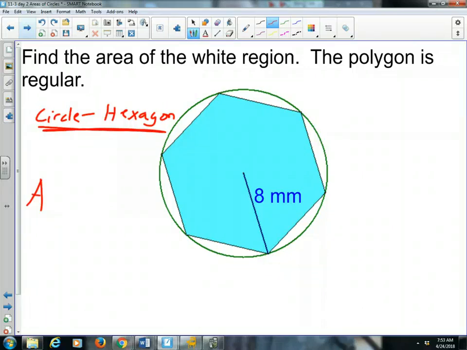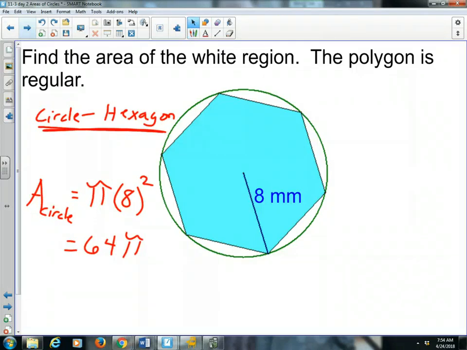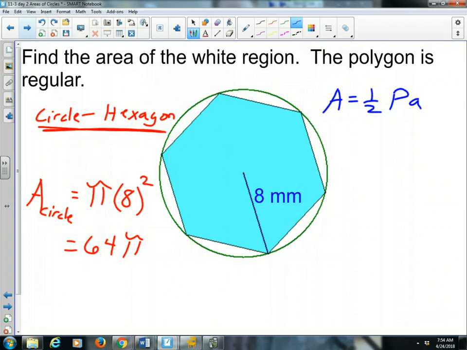Okay, so now that we know what we're supposed to do, let's find the area of our circle. The area of the circle is pi r squared. Well, that was easy enough, right, everybody? The area is pi times 64, or 64 pi. There's the area of my circle. I wish I could tell you that the area of the hexagon is that easy, but it might be a little bit more difficult. The area of a regular polygon is 1/2 perimeter times apothem. All right, so here is my apothem. We got to find that, and then we also have to find the perimeter.